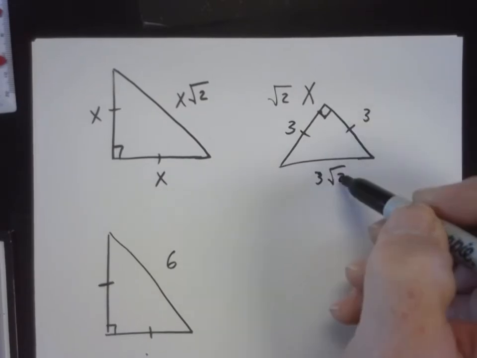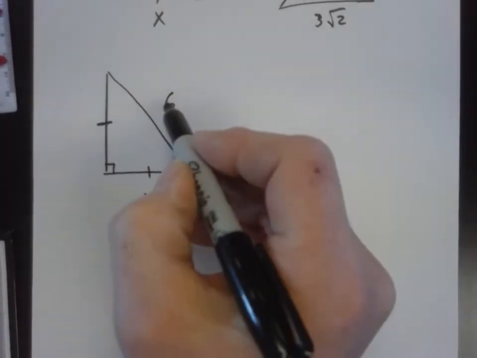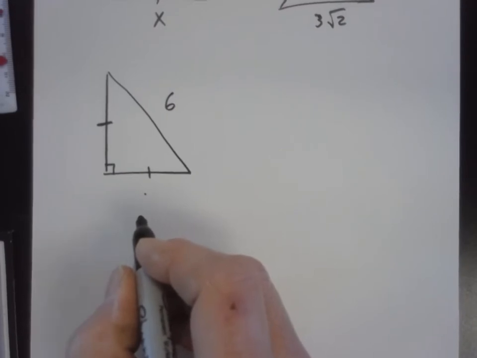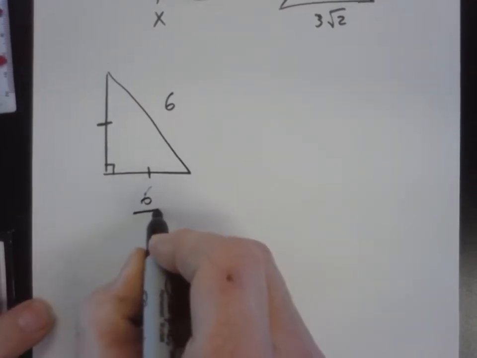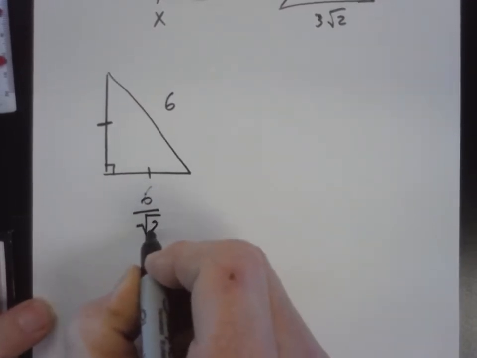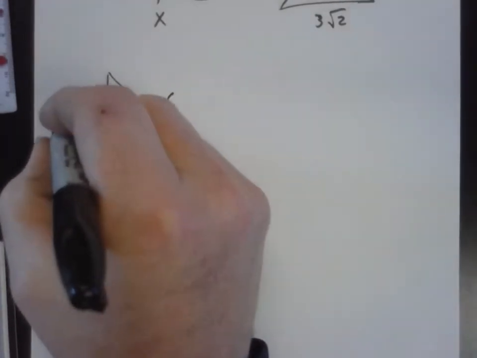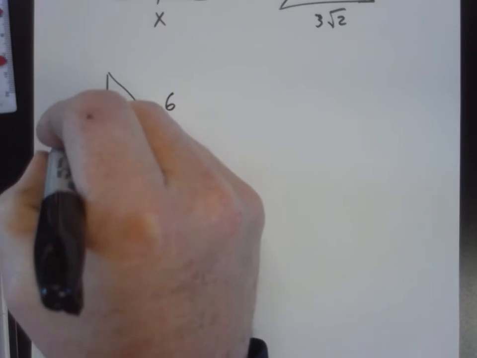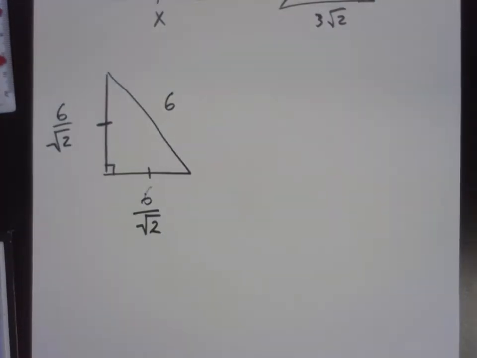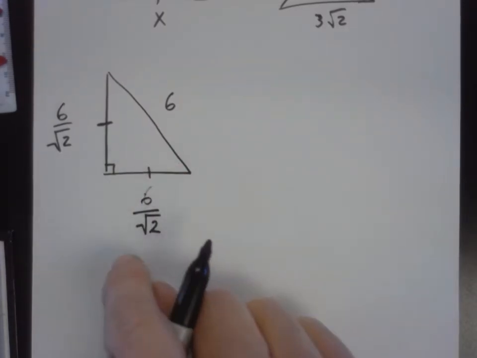Times by radical 2. If we know the hypotenuse, how do we get the leg? Okay. Now, that's simple. You divide by radical 2. Easton, you got that? Simple, simple, simple, right? There is a little bit of a problem, though, with this particular fraction.